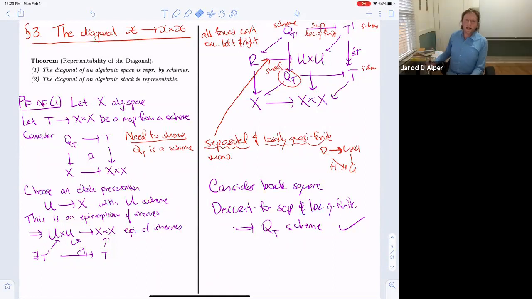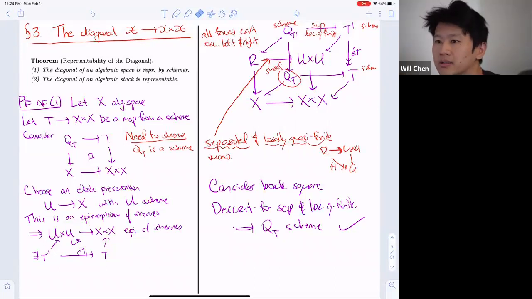I think what you show is that it descends. You're right that descent tells you that there exists something over T that base changes to this QT prime, but then you argue further that it has to be QT, so that you get an identification of what you descended with the sheaf you started with, and then it is a scheme. I think that's a good question. Did that answer make sense? I guess what I'm saying is you're completely right, but you need to go one step further and show that the thing you descended is equal to the sheaf QT. Yeah. Right. Okay.